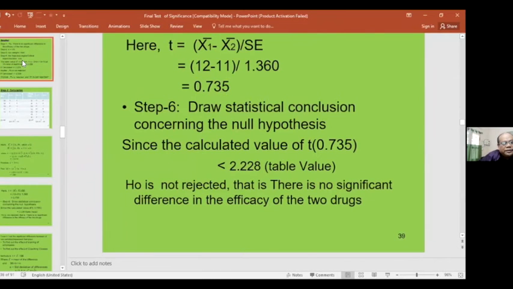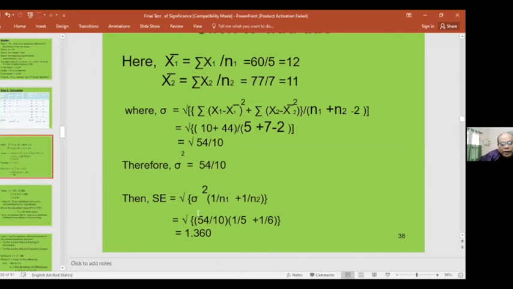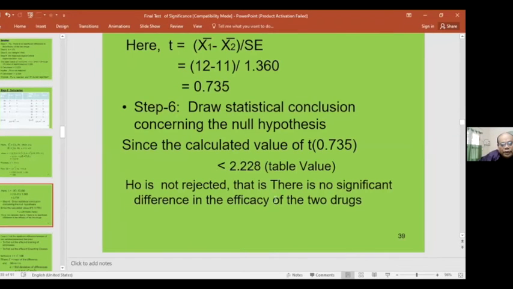Now what was the condition? The table value was 2.228. Your calculated value is less than the table value. If it is less, accept the null hypothesis. So H0 is not rejected. There is no significant difference in the efficacy of the two drugs. Please don't get confused. Instead of writing accepted, I am writing here not rejected.